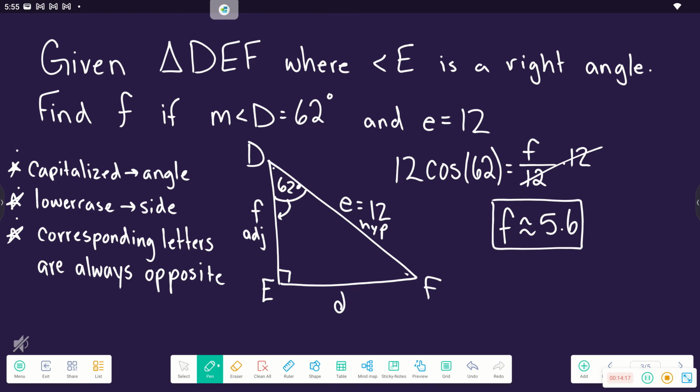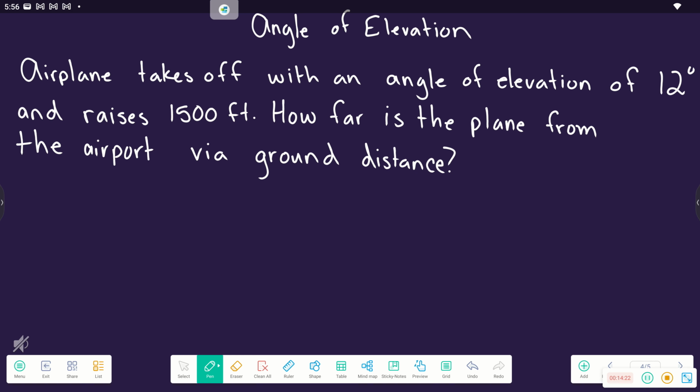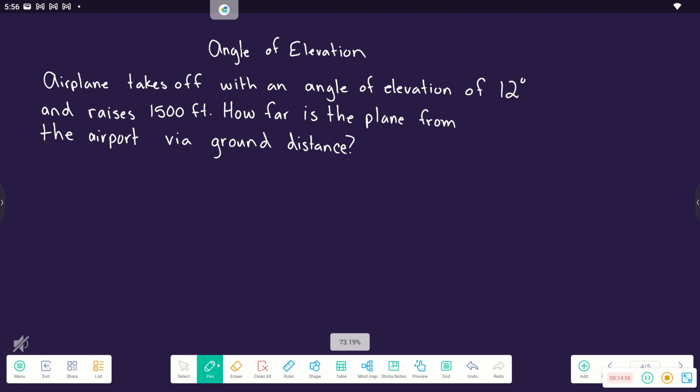The last two review topics that we need to talk about are related to word problems. We're going to be talking about both the angle of elevation and the angle of depression. Now, for any of these story problems, I highly suggest drawing a picture every single time. It will make everything 10 times easier. So we have an airplane that takes off with an angle of elevation of 12 degrees and raises 1,500 feet. How far is the plane from the airport via ground distance?